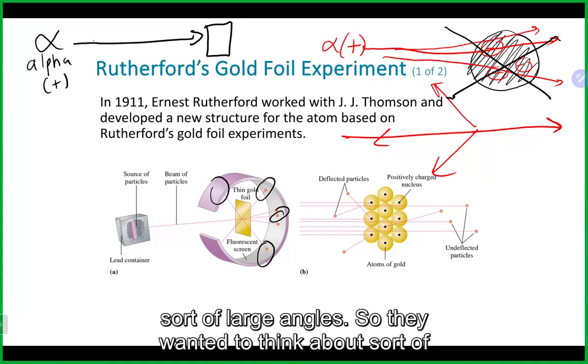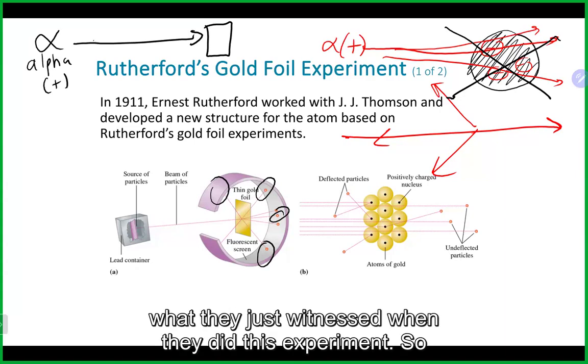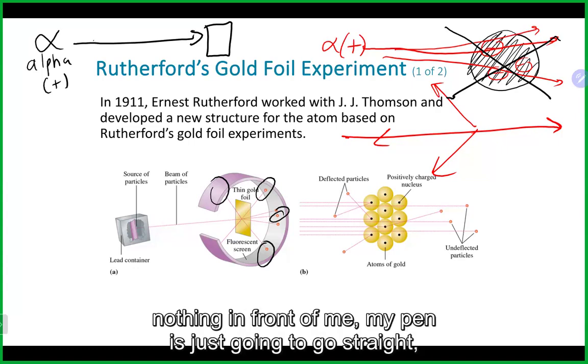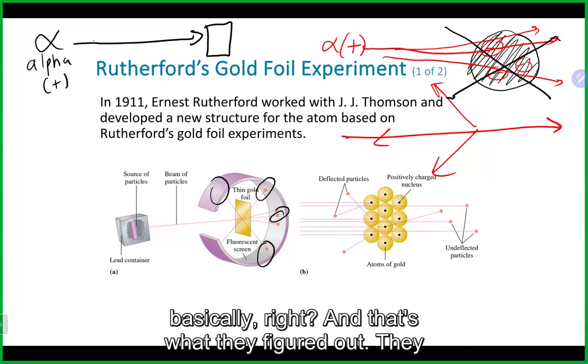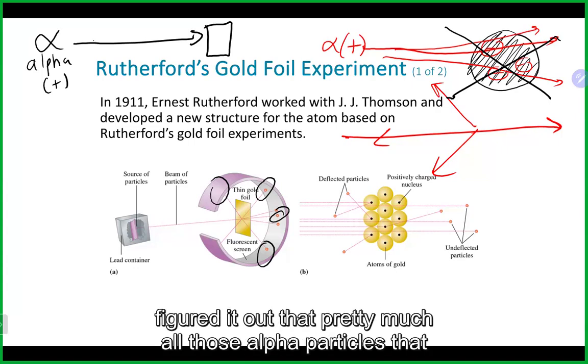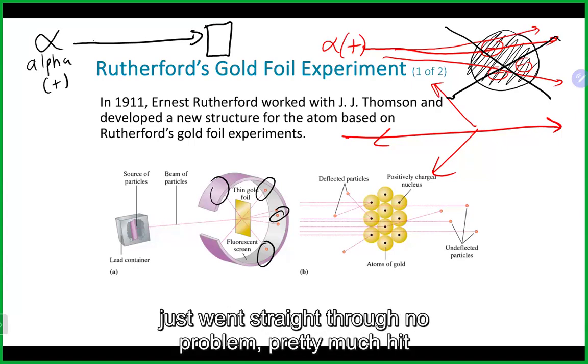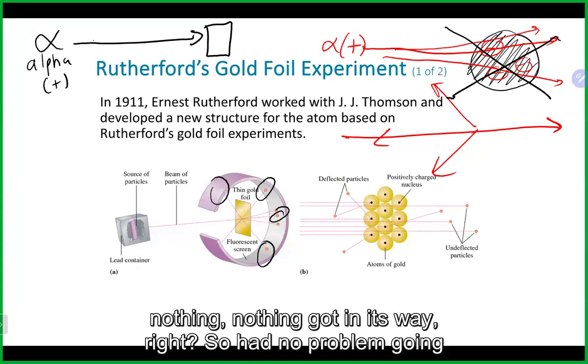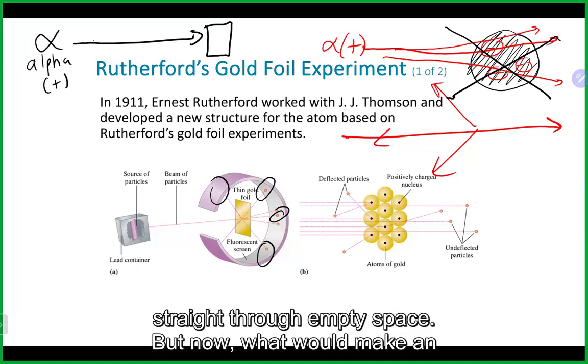So they wanted to think about what they just witnessed when they did this experiment. So let's think about it. If I were to throw my pen that way with nothing in front of me, my pen is just going to go straight, basically. And that's what they figured out. Pretty much all those alpha particles just went straight through, no problem. They hit nothing. Nothing got in their way, so they had no problem going straight through empty space.